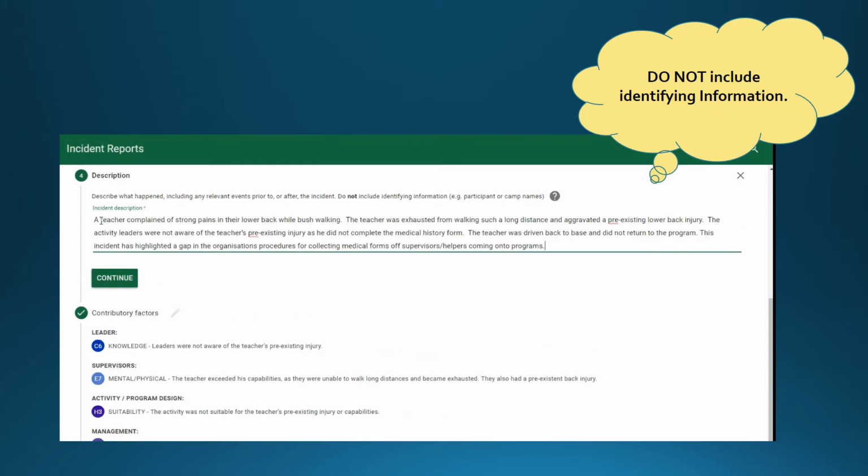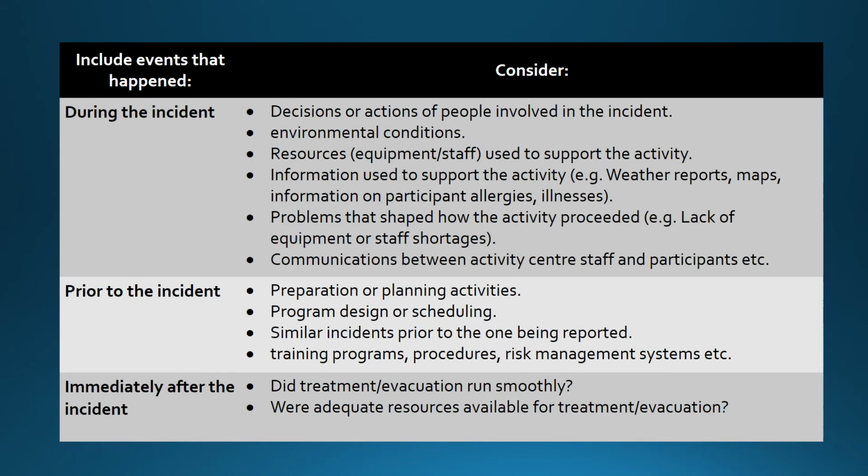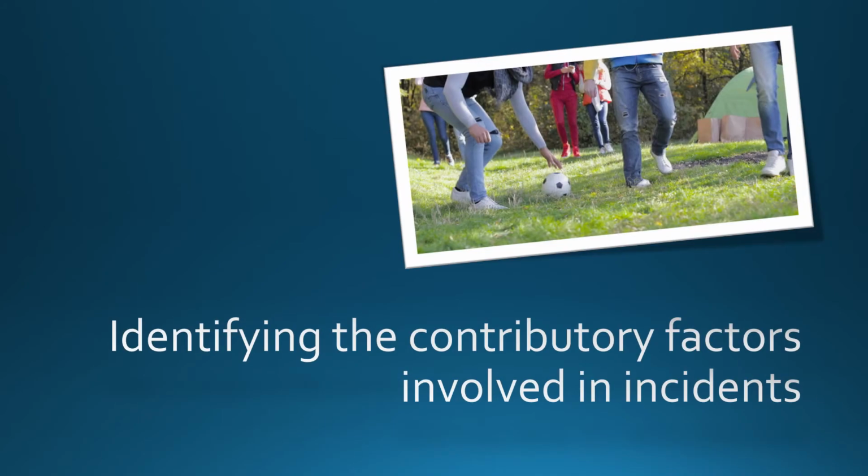Notice how much information has been included, even about things that occurred before the incident, such as the non-completion of the medical history form and the related gap in procedures. Refer to the help icon for hints about what to include in your description. Once you have entered the description, the next two sections ask you to analyse the incident and provide information about why you think the incident happened.